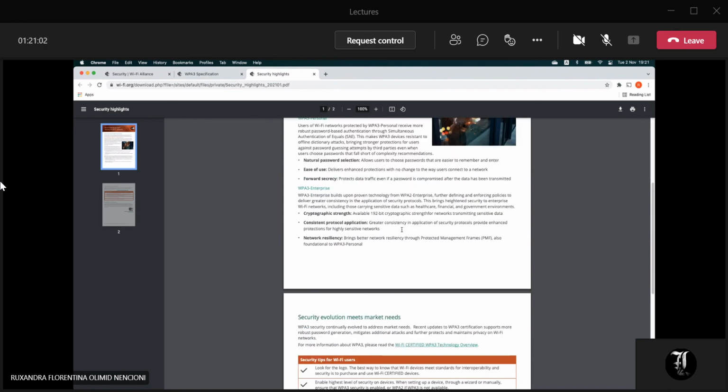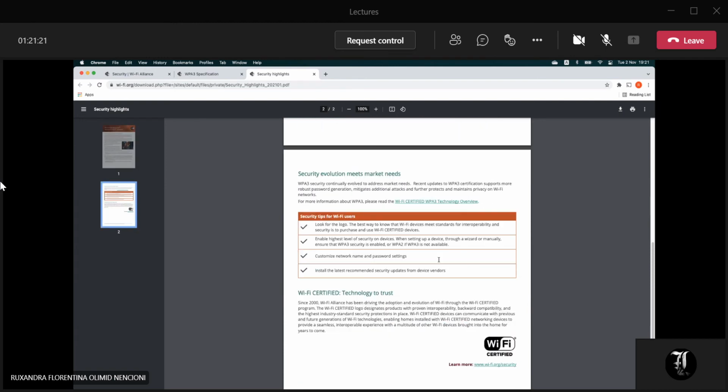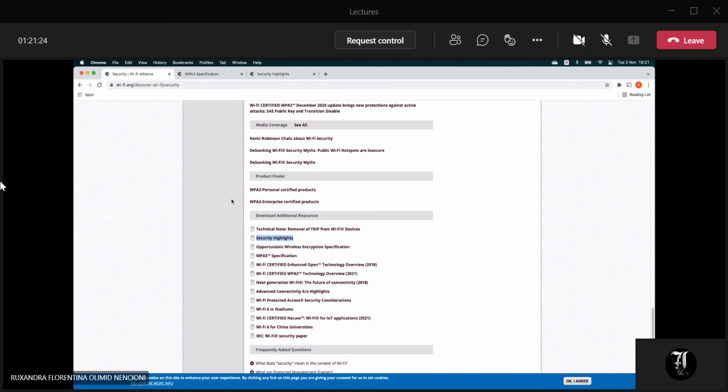And they explain why it is easy to use, and why it's fine now even to choose passwords that are simpler because of this, as I was saying, the Dragonfly Exchange and the SAE and so on. And some security tips. So keep in mind that every time you need something afterwards, it's good to go to the source and check whatever is there.